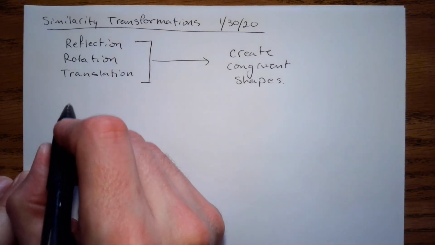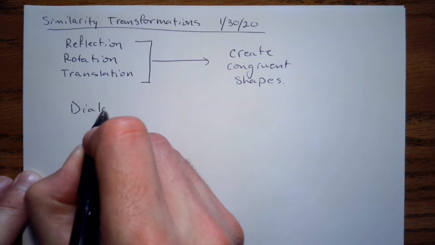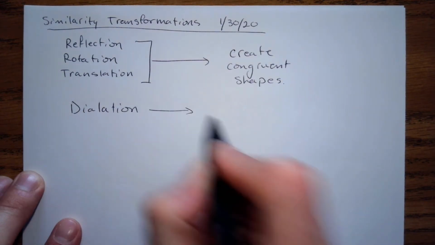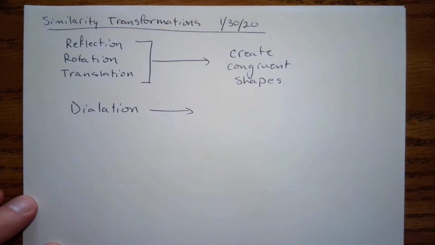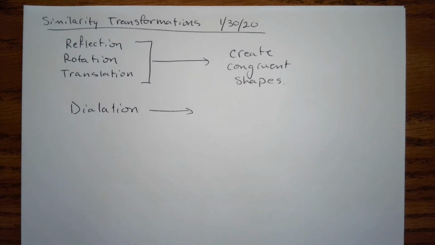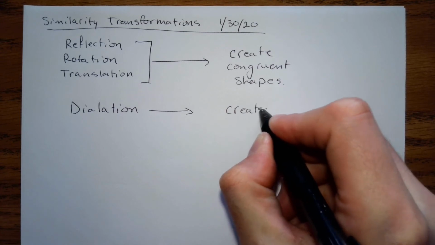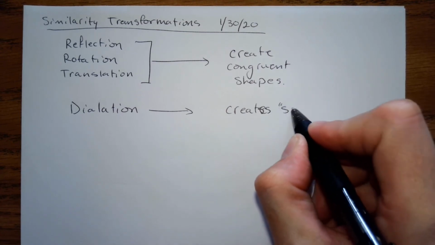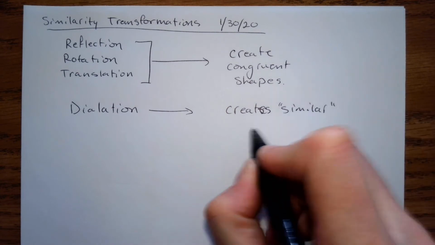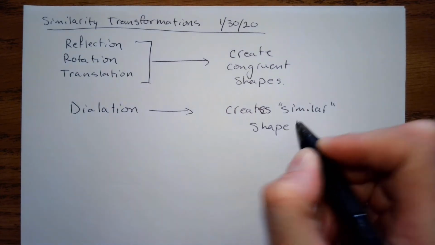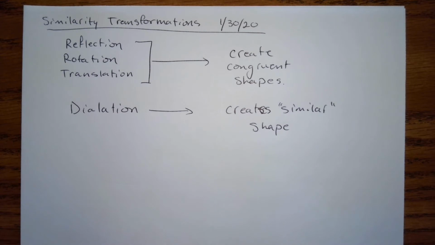The other transformation, which was a dilation, does change the shape. A dilation was either stretching it, making it big, or shrinking it and making it smaller. This makes or creates similar shapes. So the pre-image and the image will be similar, meaning the angles will be congruent and the sides will be proportional if it's a polygon.